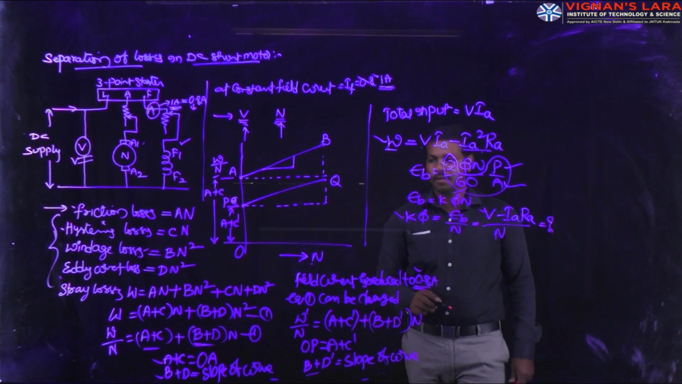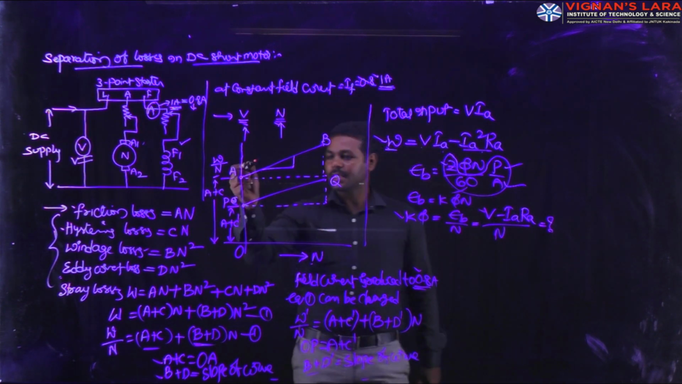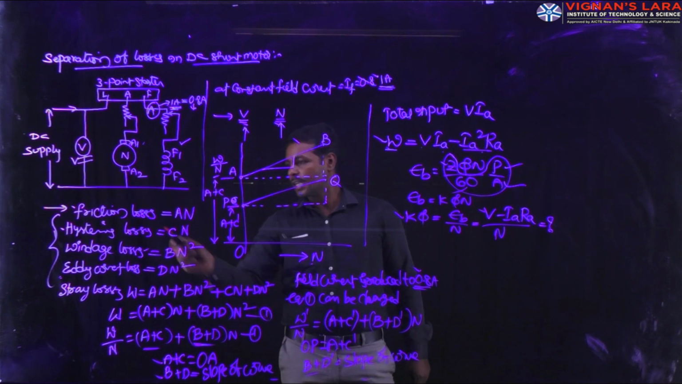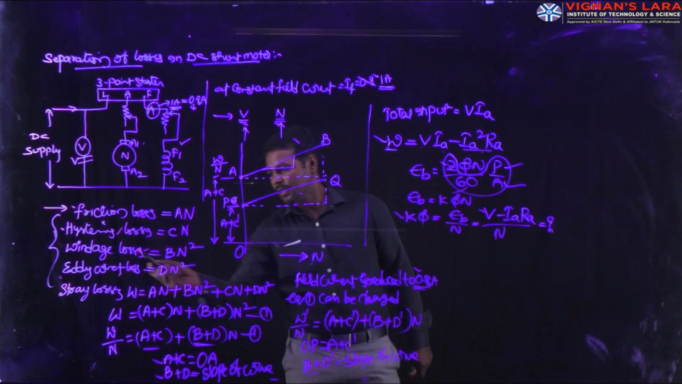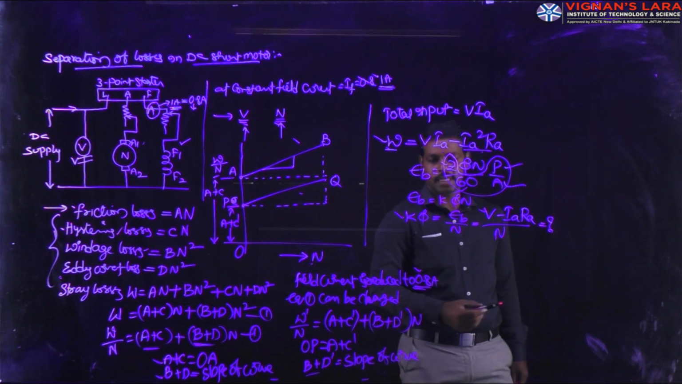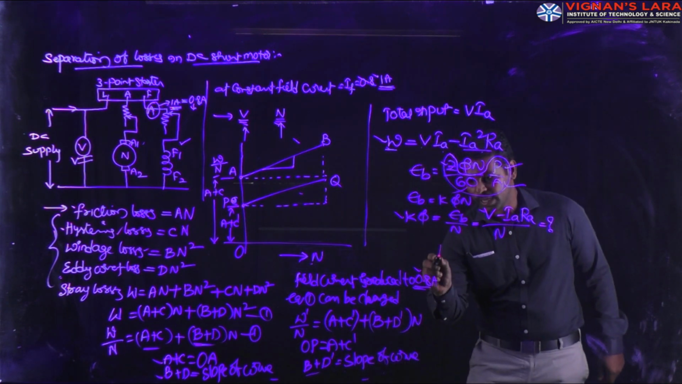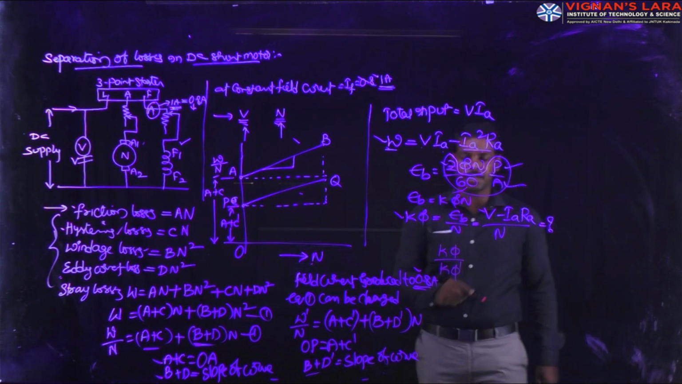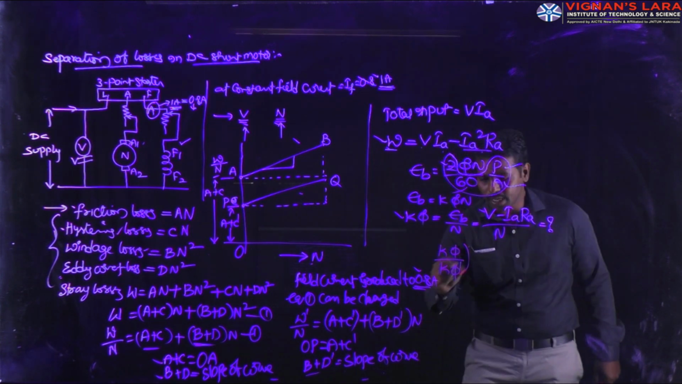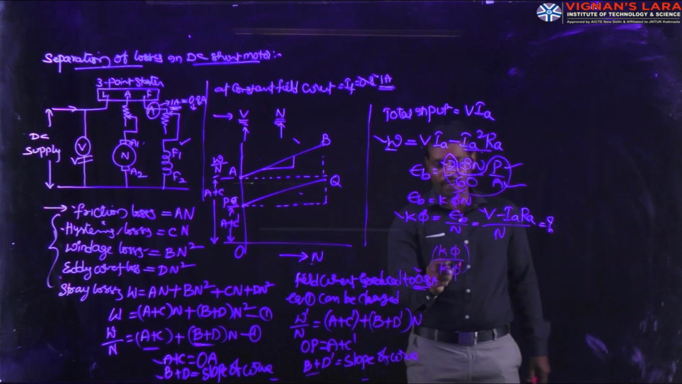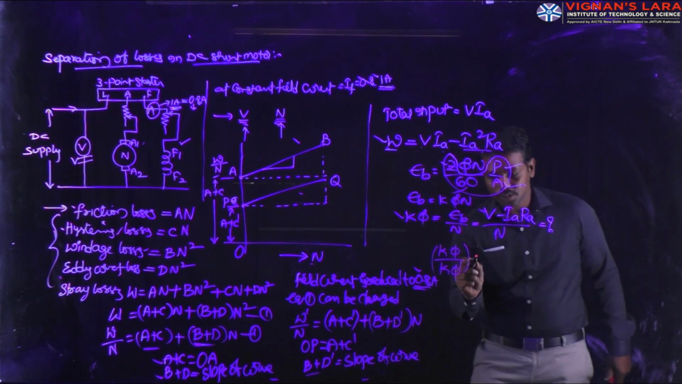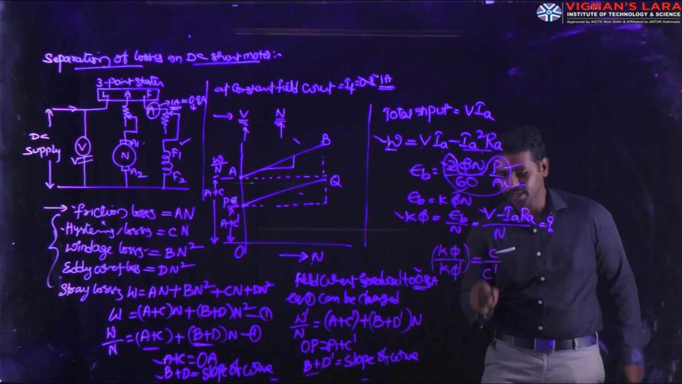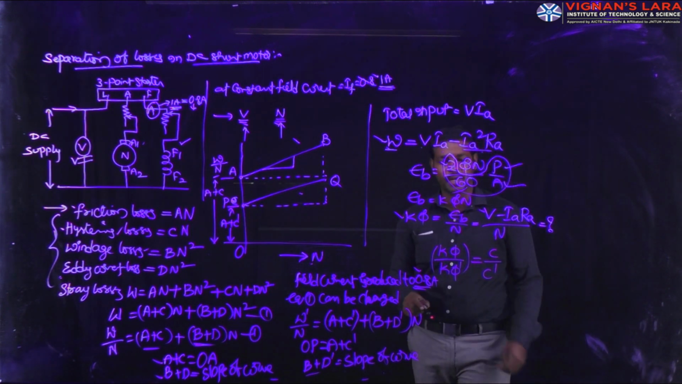Now we change the field current from 1 ampere to 0.8 amperes. Correspondingly, the hysteresis loss and eddy current loss also change. So K into phi divided by K into phi dash, in both conditions, must be equal to C divided by C dash.